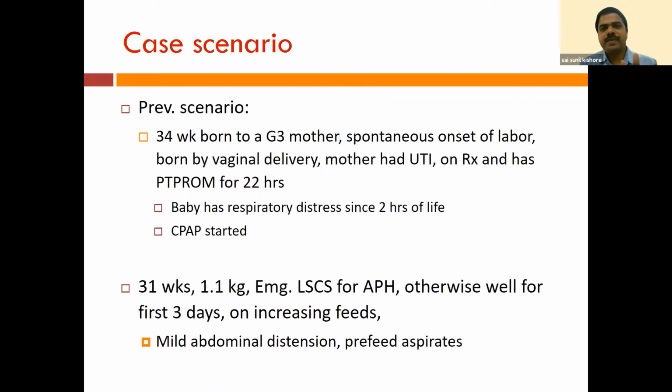If the baby is symptomatic with risk factors, you need to start antibiotics. In babies who have only risk factors and are asymptomatic, depending on the scores, you can probably wait. Okay, now let's discuss another case scenario. This is the first case scenario which we discussed. Now let's discuss another one.